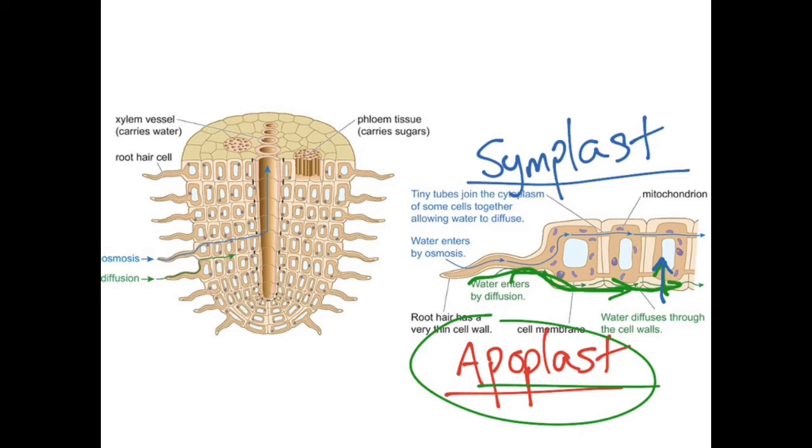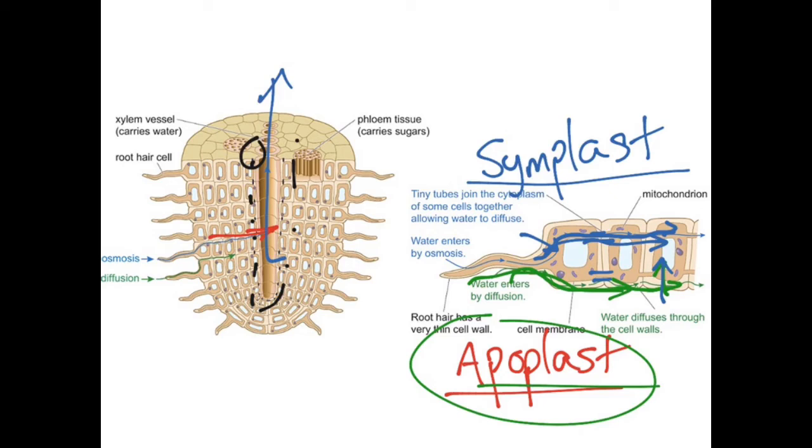Water can also just enter the first cell through osmosis, and then it can move through the cytoplasm. And the cytoplasm of the different root cells is joined in these little tubes. So it can move through the cytoplasm, or it can move through the cell walls without actually going into the cell. But eventually it does need to go through cells, because I don't know if you've noticed, but there's a dotted area around here, and that shows that it has to get past the membrane there to then go up the xylem.